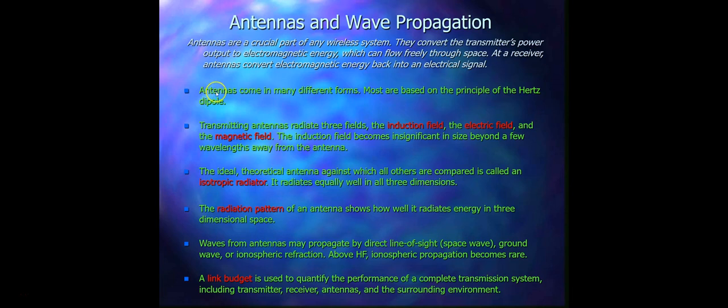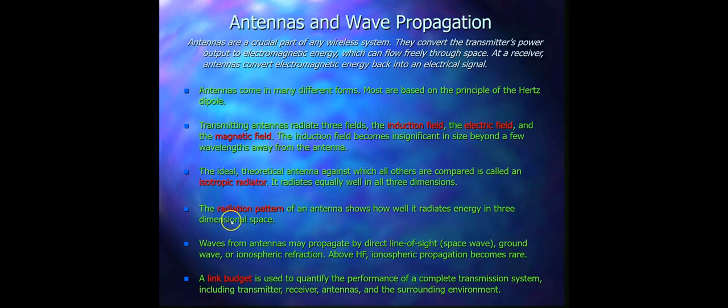Now we are going to see quickly all these points which are mentioned here. Antennas come in many different forms. Most are based on the principle of the Hertz dipole, so we are going to see the Hertz dipole antenna in this lecture. Transmitting antennas radiate three fields: induction field, electric field, and magnetic field. The induction field becomes insignificant in size beyond a few wavelengths away from the antenna. So that's why we will mainly focus on the electric field and magnetic field in all the antennas which we are going to study. The ideal theoretical antenna against which all others are compared is called the isotropic radiator.